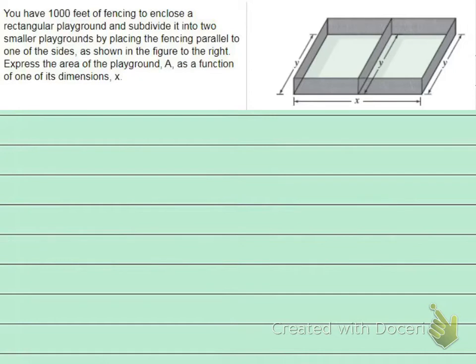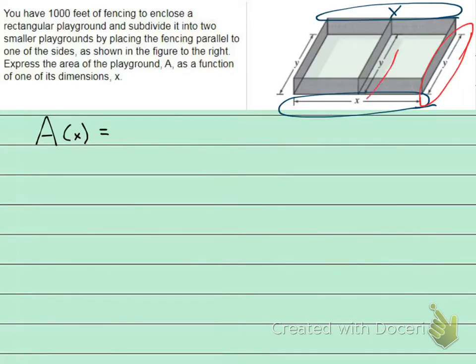Okay, they give us a figure here, and they tell us to express the area of the playground A as a function of one of its dimensions x. So what they want is the function A of x, and that is the area, and they want only x's. If you see here, this one is an x, and the top part, if it's a rectangle, would also be an x. And then we have 3 lengths of y.